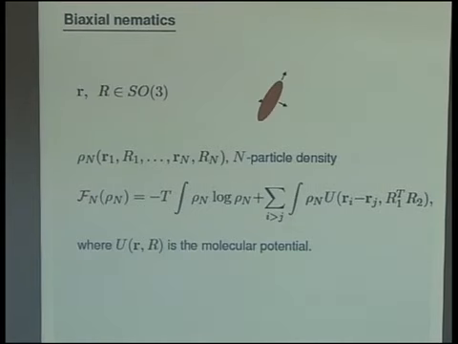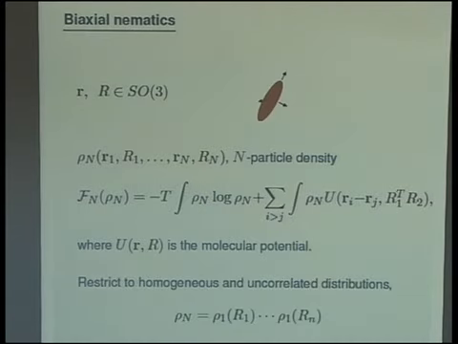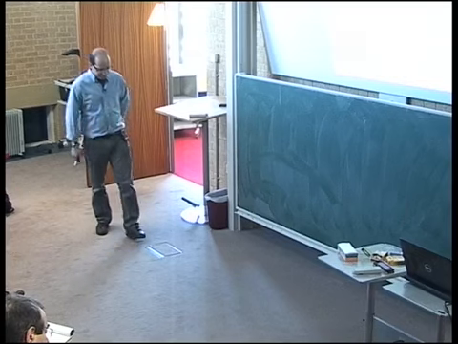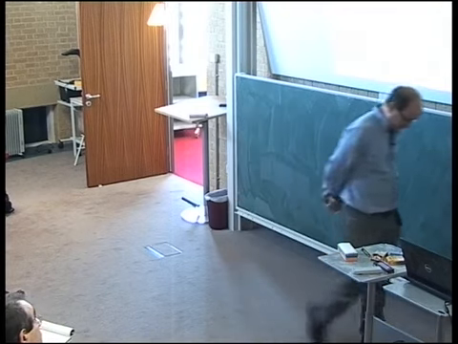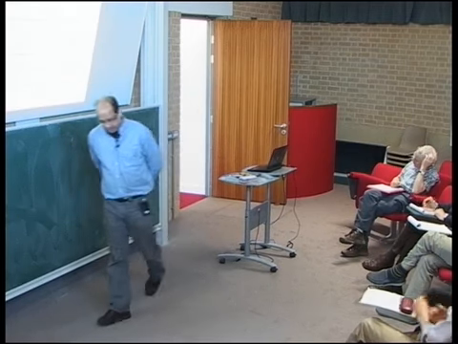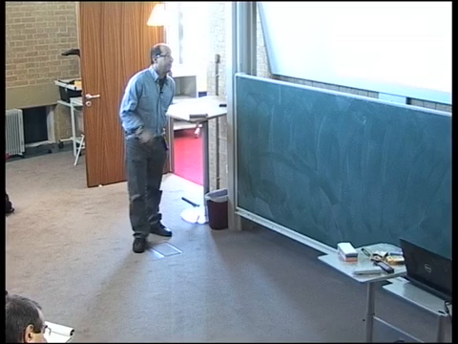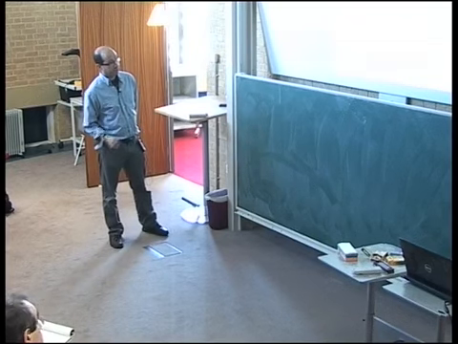But we can't compute the Boltzmann distribution, so we vastly simplify the problem in an uncontrolled way. We won't consider all possible distributions, but distributions which are, first of all, spatially homogeneous and also uncorrelated. So really just determined by a single distribution function for the orientation R. So that's what I'm calling rho 1. And when you substitute densities of this form into the original free energy, then you get a one-particle free energy, which looks like this.